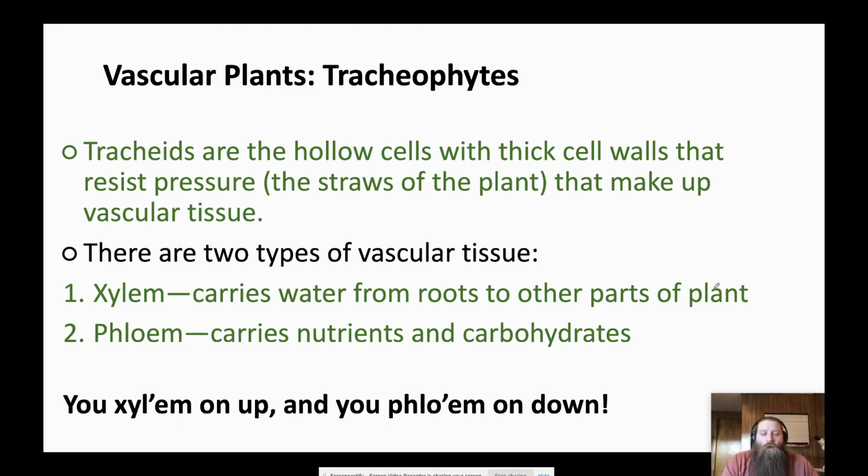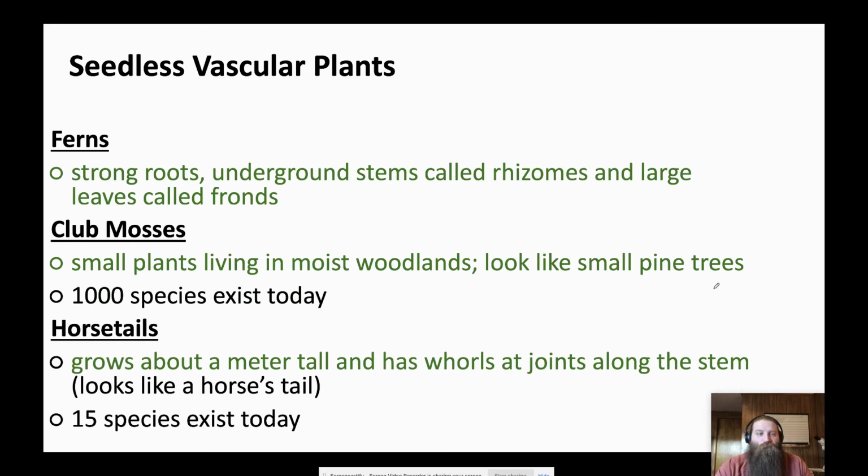So think of it kind of like veins and arteries, right? Veins carry blood back to the heart. Arteries carry blood away from the heart. The xylem carries nutrients and water away from the roots. The phloem carries nutrients and carbs from the leaves back to the roots. So two different vascular tissues, just like we have two different modes of transporting blood.